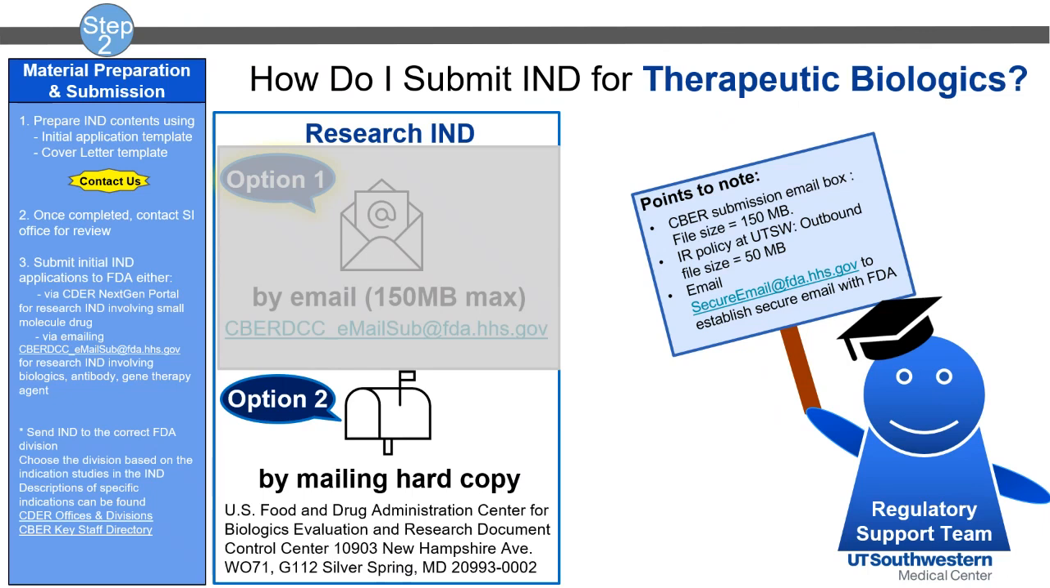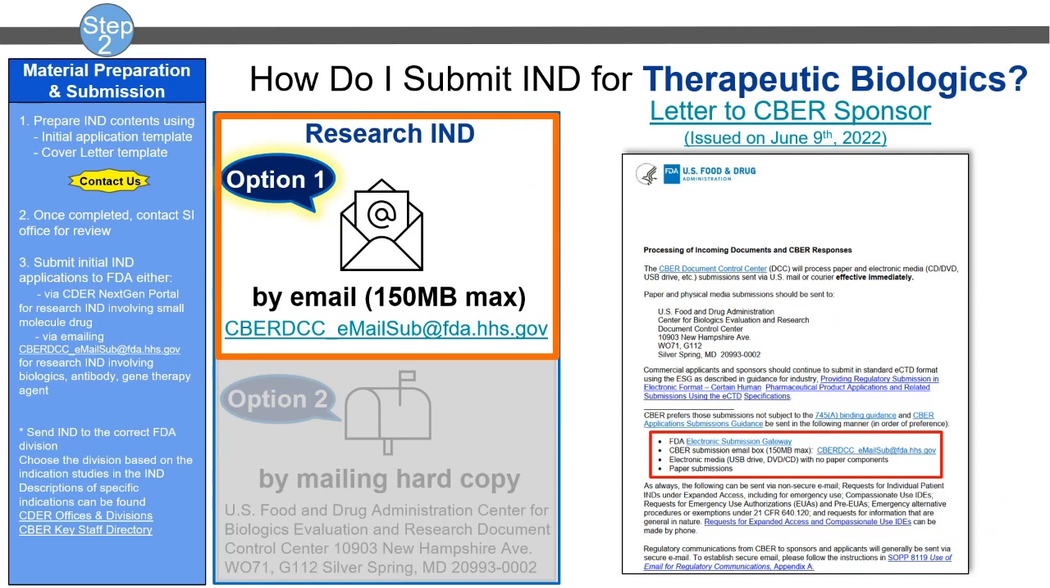Option 2 includes mailing the hard copy. The CBER Document Control Center, that is DCC, will process paper and electronic media like CDs, DVDs, USB drives, etc. submissions sent via US mail or courier to the address seen on the screen here. But it is the least preferred method by CBER, as indicated in this letter from CBER. So we recommend using option 1. For the CBER email submissions, an instant acknowledgement may not be received. RSO can follow up if there is no acknowledgement or any sort of communication from the FDA even after a week.